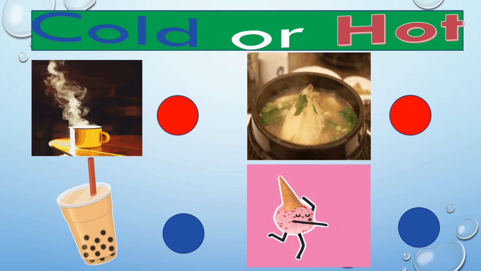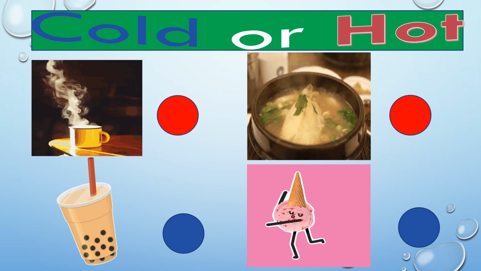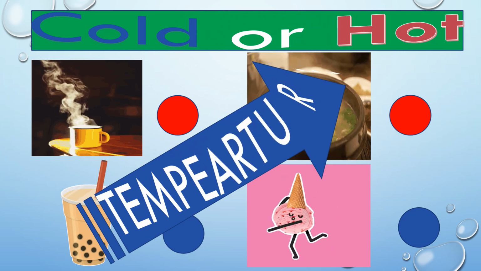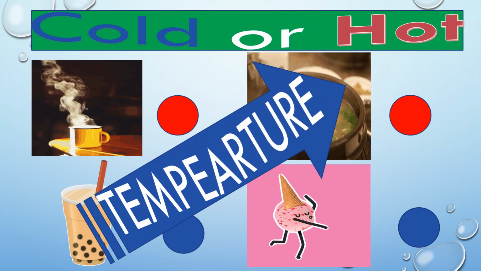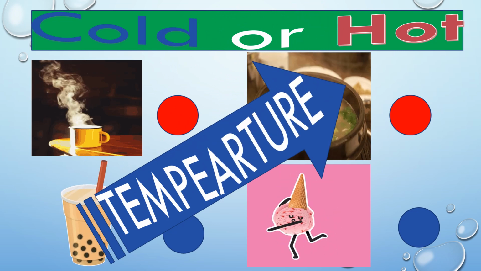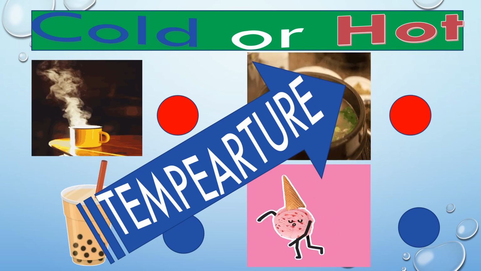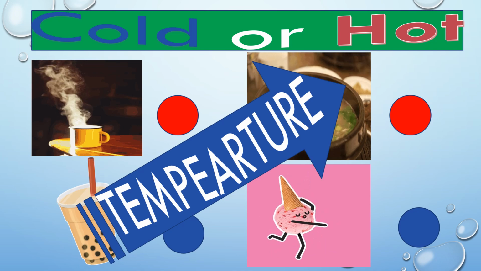Okay. So the degree of hotness and coldness of a certain substance, we call that temperature. So, this is temperature. We made a typographical error; the A and the R were swapped. So, it should be temperature.